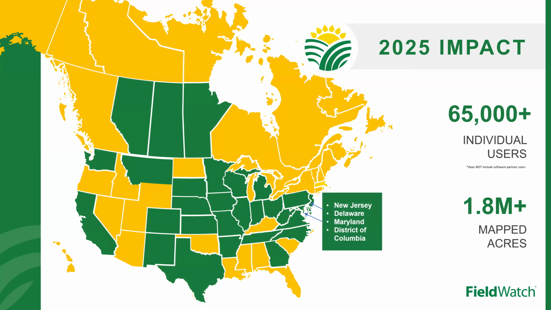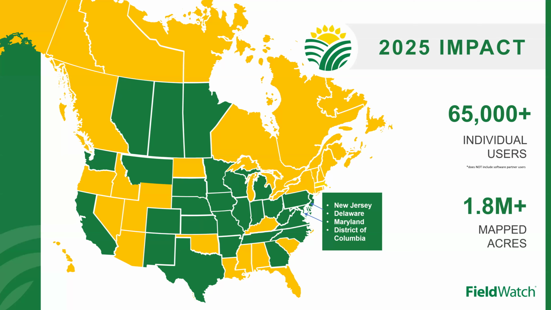You'll see that we do not yet have Vermont turned green on this particular graphic, because this was pulled from our 2025 impact report. But as we get into and through 2026, we will definitely show that we've got Vermont on the registry and the impact that we've got there.